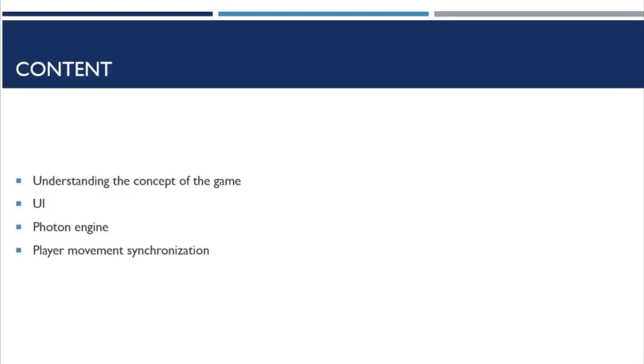And then what would be the content of this course? Again, we are going to understand the concept of the game at first, and then we are going to have some UI side of work. We are going to learn the Photon engine, which is the new thing. Photon engine is basically a plugin which would be used by us to create a multiplayer game in Unity. It lends the power to Unity to create a multiplayer game.